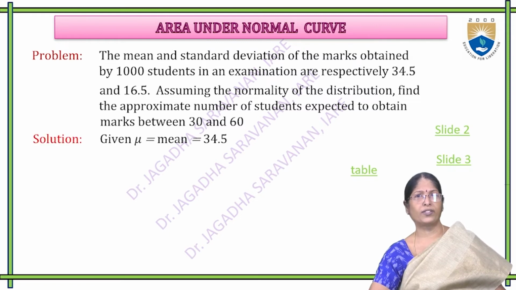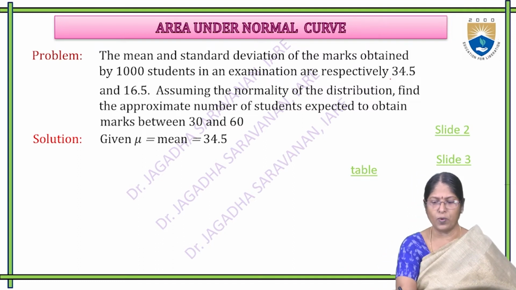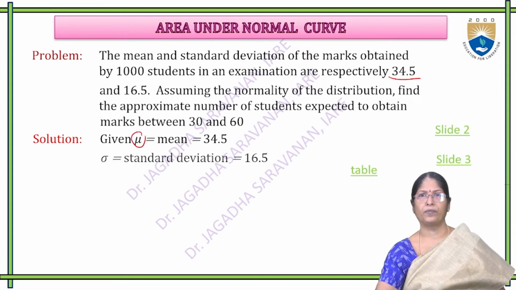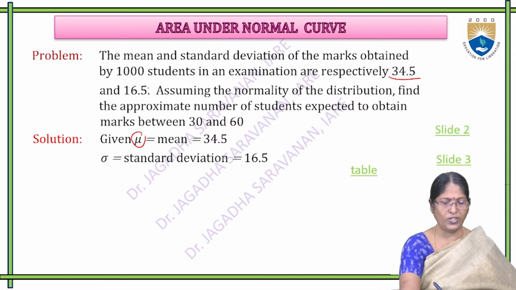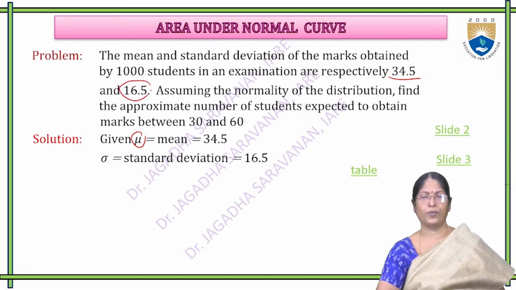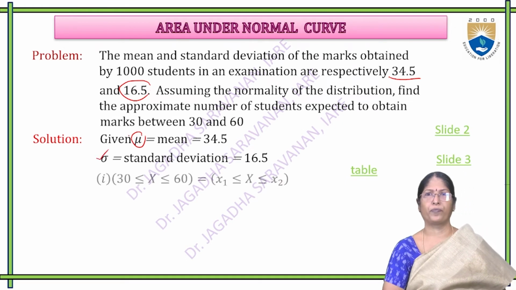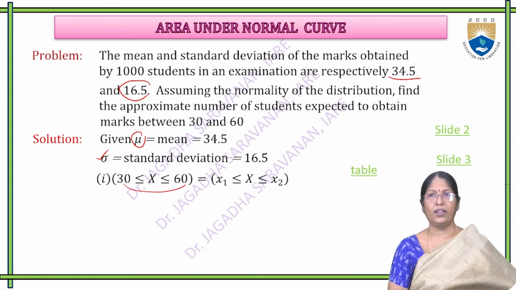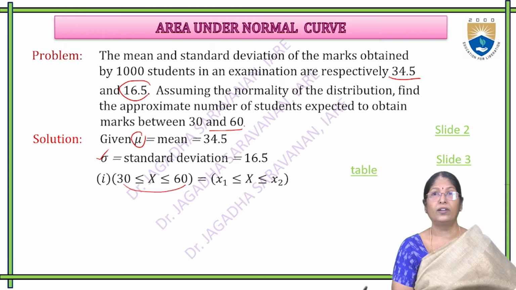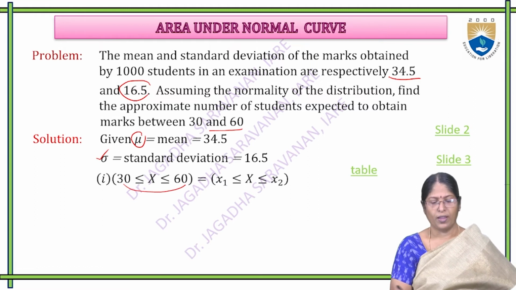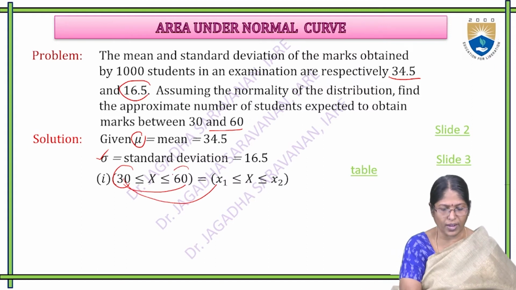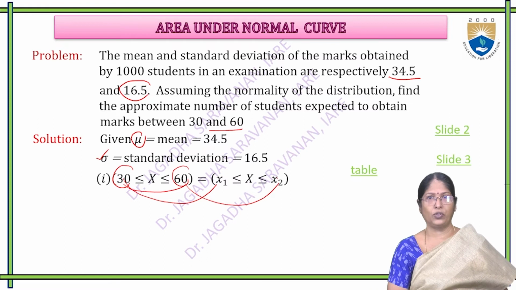Now, what is given? The data we first write. Given mu equal to mean equal to 34.5. This is the symbol for mean. The standard deviation which is given is 16.5. The symbol is sigma. So x lies between 30 and 60, that is the question which is given here. Our 30 we name x1, and 60 we name x2.